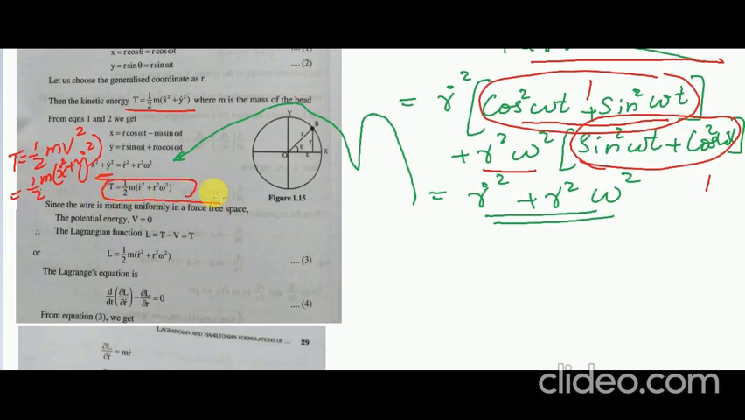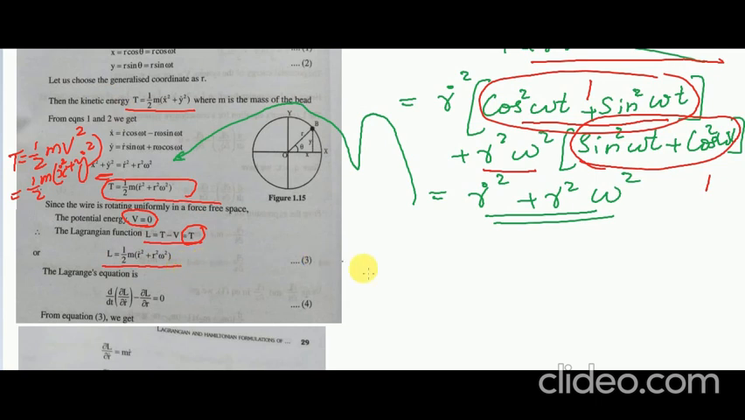Now we have to find the expression for potential energy. We know that the wire is rotating uniformly in a force-free space, and we can consider the potential energy there as 0. It is moving in a force-free region, so the potential energy of that object is 0. Now taking the Lagrangian, L equal to T minus V, it becomes purely kinetic energy. So L equal to half m times r dot square plus r square omega square.